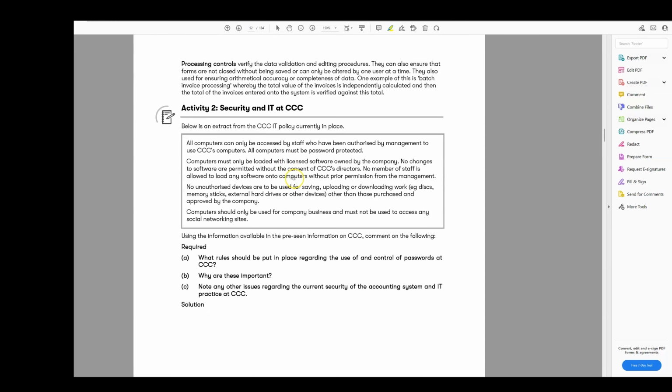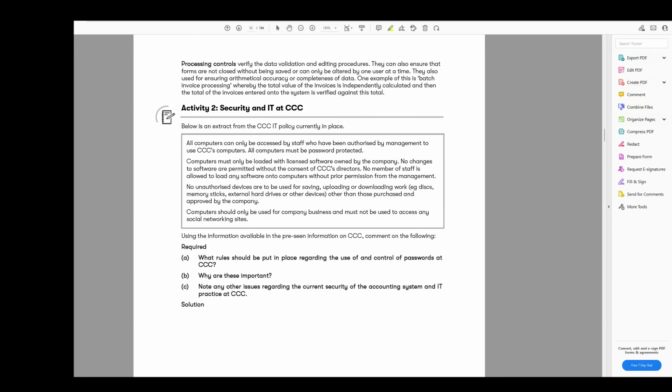All right, so let's have a look. Our next topic is security and IT at CCC. Below is an extract from the CCC IT policy currently in place. The requirement here is: what rules should be put in place regarding the use and control of passwords at CCC, what sort of password controls can we put in place, why are these important, and any other issues regarding the current security system.